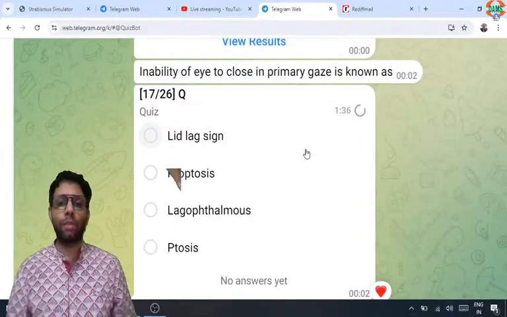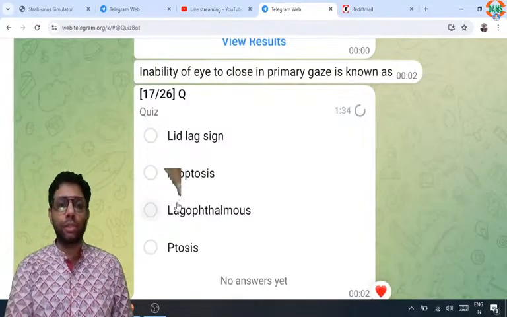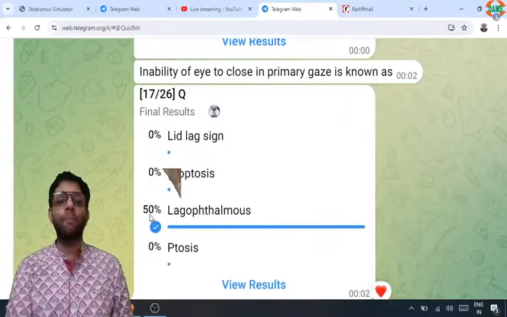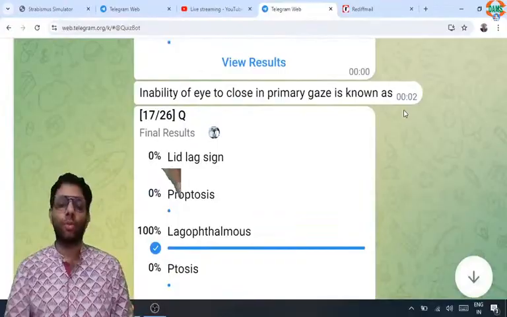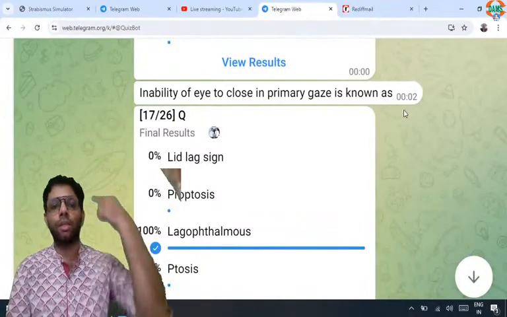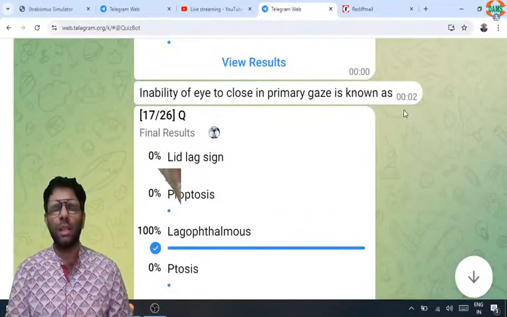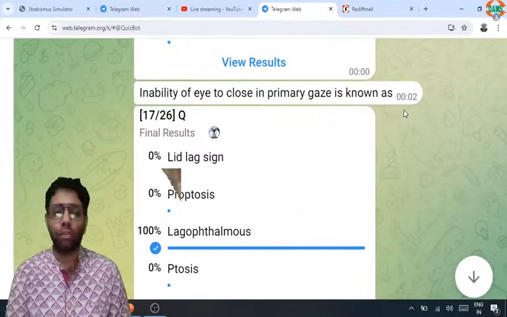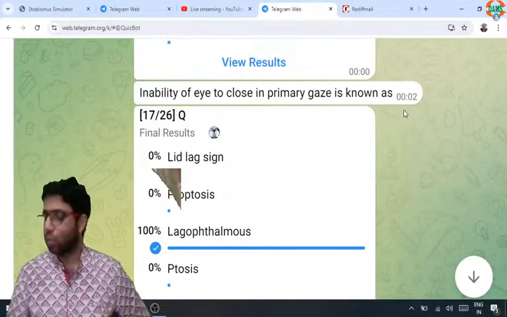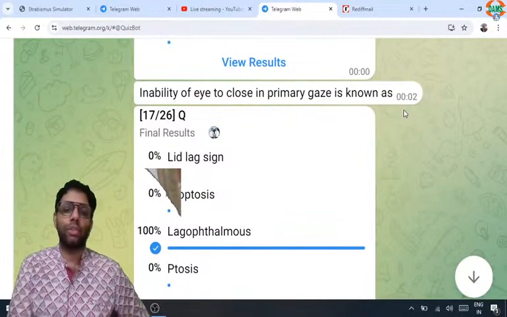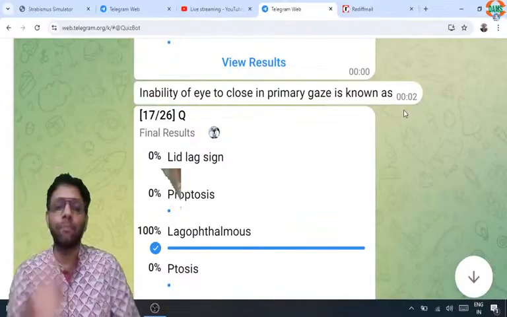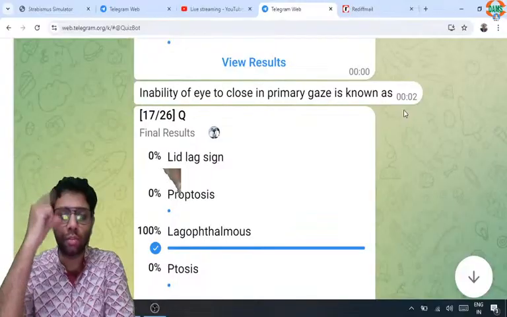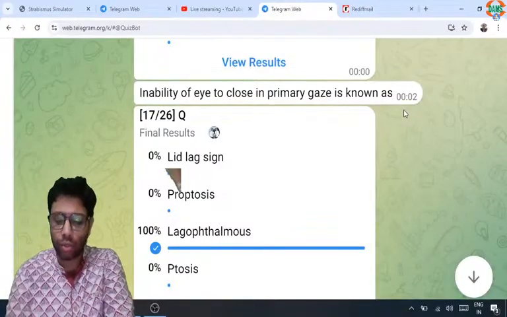Ptosis is drooping of the upper eyelid in primary gaze. So this lagophthalmos is due to which nerve palsy? 7th nerve palsy mostly, because the 7th nerve supplies orbicularis oculi, present in both the upper and lower eyelid. It closes the eye. So in Bell's palsy, lagophthalmos can be seen, leading to exposure of the cornea, exposure keratitis, also known as neuroparalytic keratitis. Treatment is to patch the eye, or closure of the upper and lower eyelid, known as tarsorrhaphy.